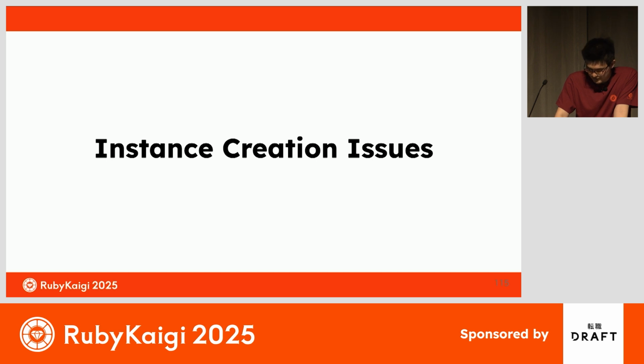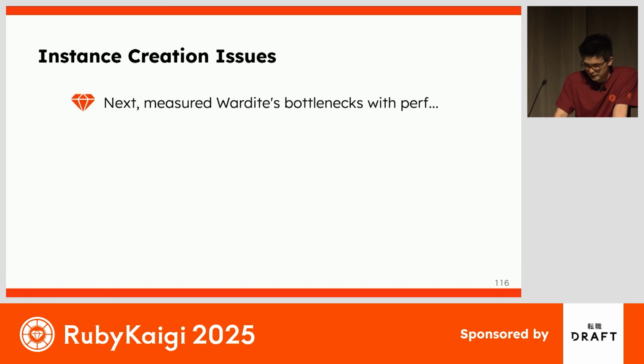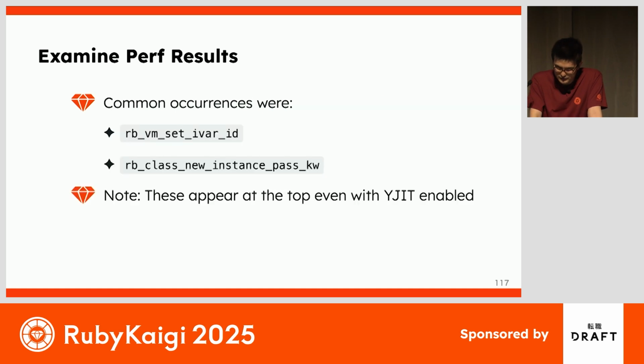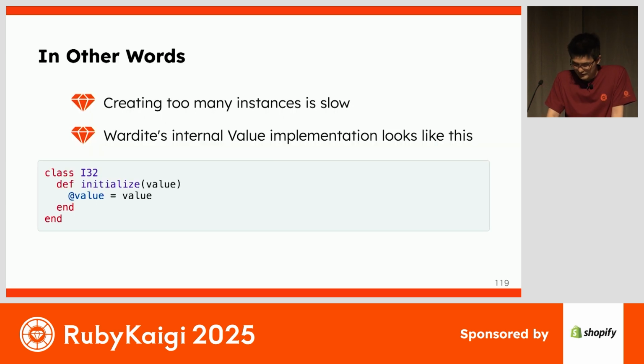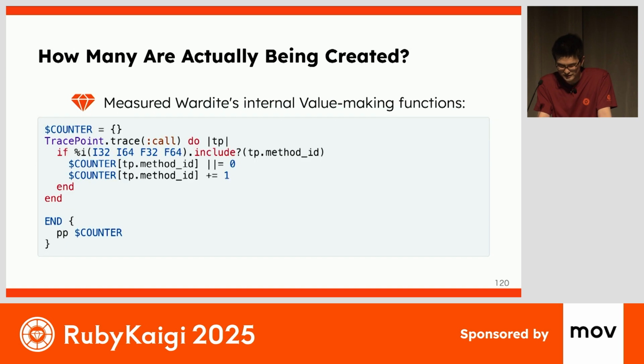Next is instance creation, profiling raw data using perf. It identified bottlenecks like rb_vm_set_ivar or rb_class_new_instance_pass_kw. Here's an excerpt from the perf results. The problem is that it's creating way too many object instances. The internal representation for types like I32 uses a simple class, but creating these repeatedly is slow. How many?